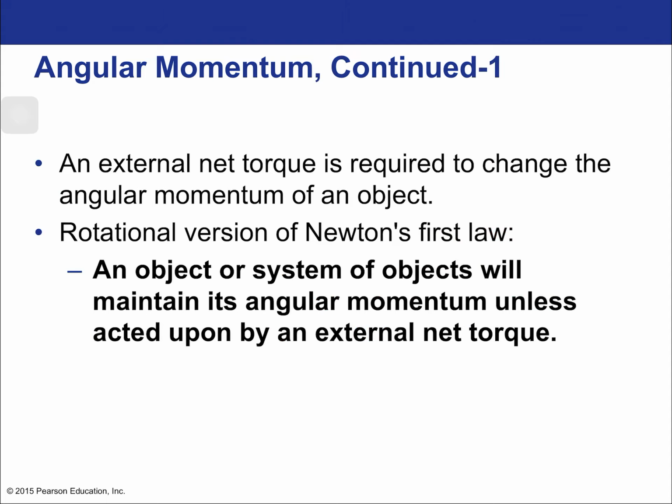So, how do we deal with the conservation of angular momentum? Well, an external net torque is required to change the angular momentum of an object, just like an external net force was required to change the translational or linear momentum of a system. So here is the rotational version of Newton's first law. An object or system of objects will maintain its angular momentum unless acted upon by an external net torque. Notice all we've done here is replace momentum with angular momentum and replace external net force with external net torque. Okay? So there's a direct analogy that took us from linear systems to rotational systems.